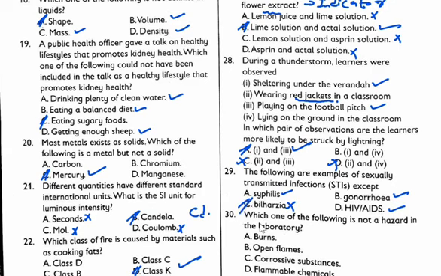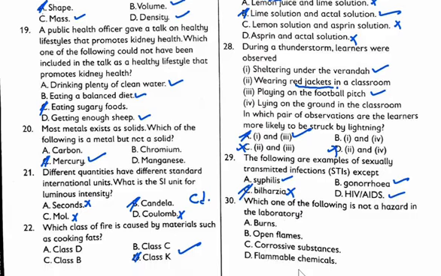Number 30. Which one of the following is not a hazard in the laboratory? A, burns, B, open flames, C, corrosive substances, D, flammable chemicals. So we know that a hazard is a substance likely to cause harm or discomfort. So to start with, open flames can cause burns, corrosive substances also can cause burns, flammable chemicals, yeah, this is a hazard. Which one is not a hazard?